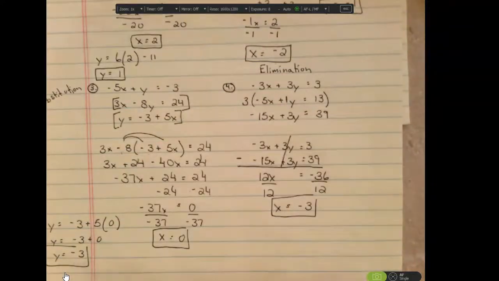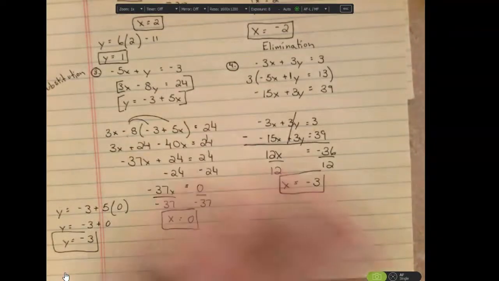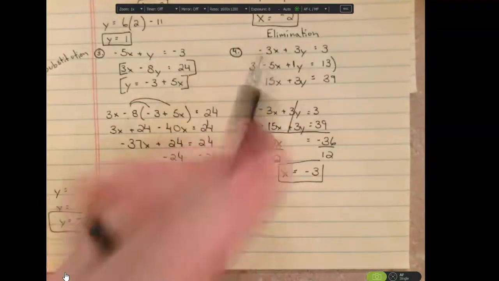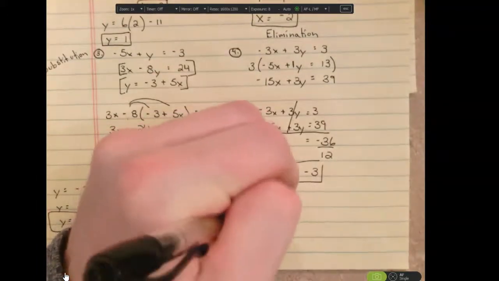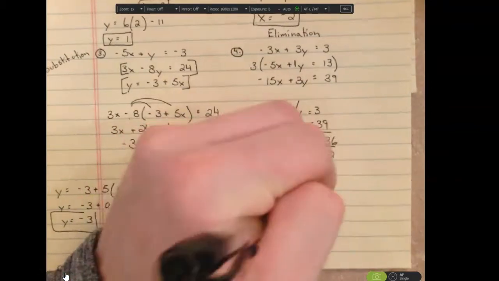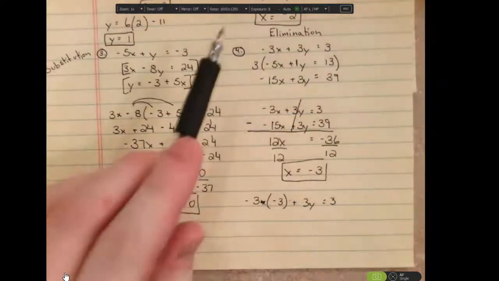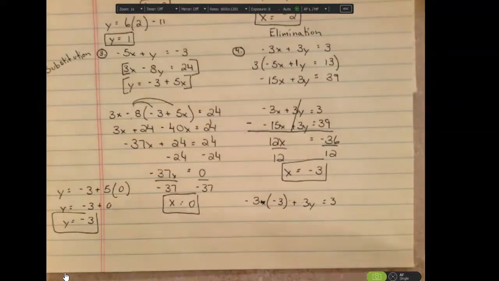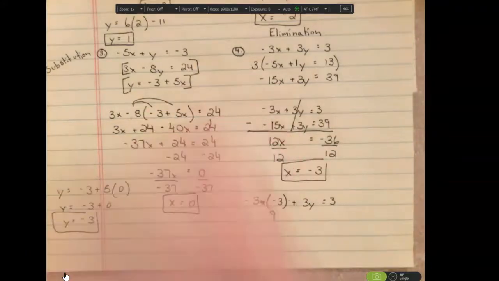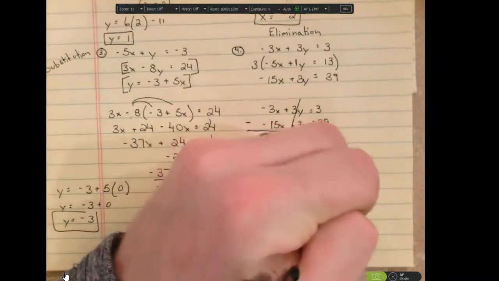So there you go. We've got x. Now we need to find y. And again, any of these three equations will work. I'm going to choose this top equation. I'm not really a big fan of any of them. So everywhere I see an x, I'm going to plug in negative 3. So I took this top equation, and where that first x was, I plugged in negative 3. So negative 3 times negative 3 is going to be equal to 9. Negative times a negative makes a positive. Plus 3y equals 3.